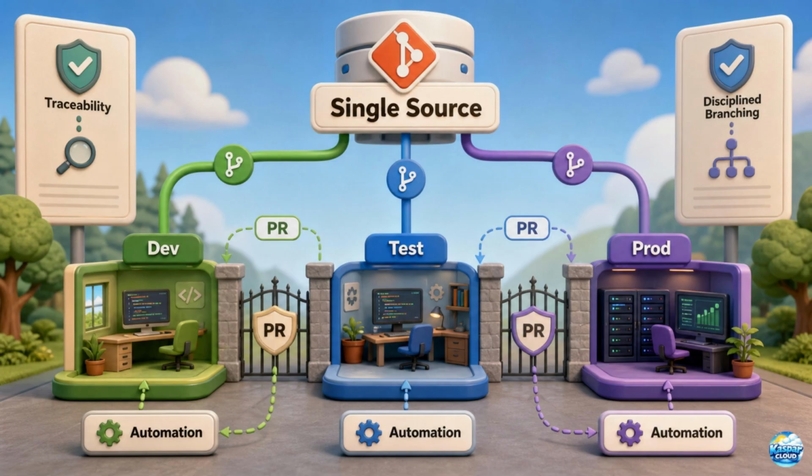Once testing is complete, another pull request promotes the same approved changes into the test branch and eventually into the production branch. This creates strong traceability because every deployment can be tied back to commits, reviews, approvals, and merge history.